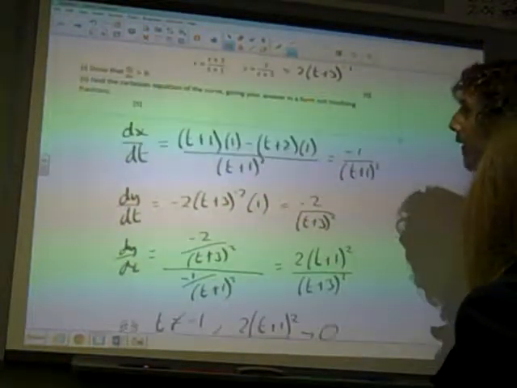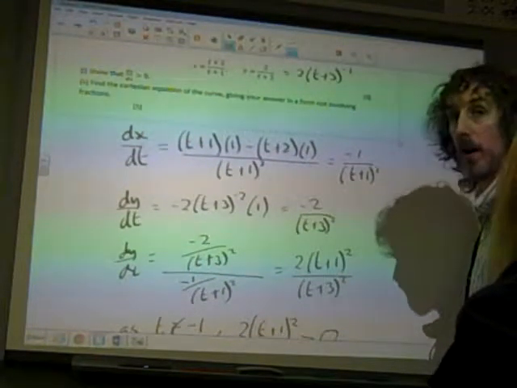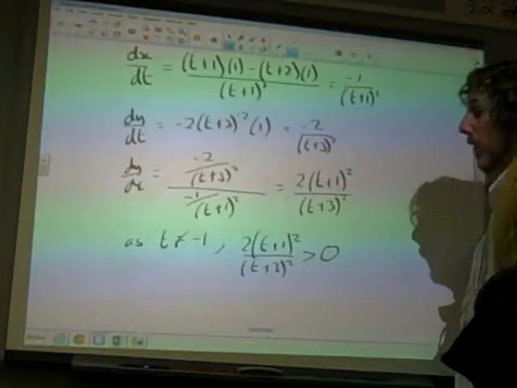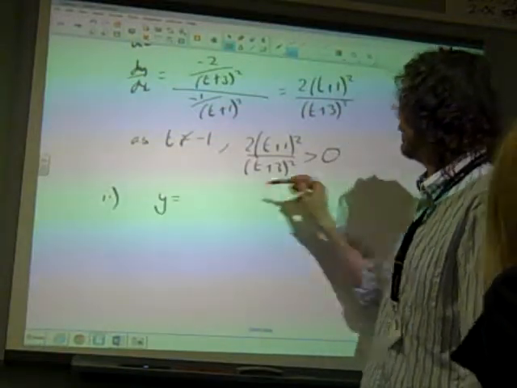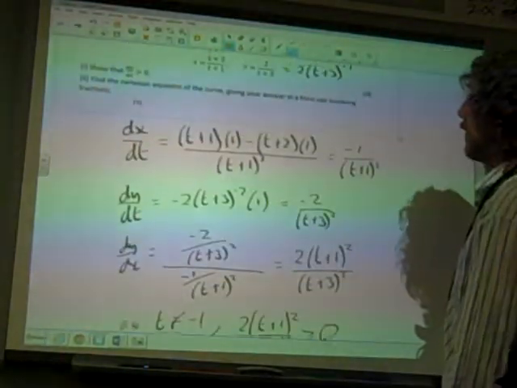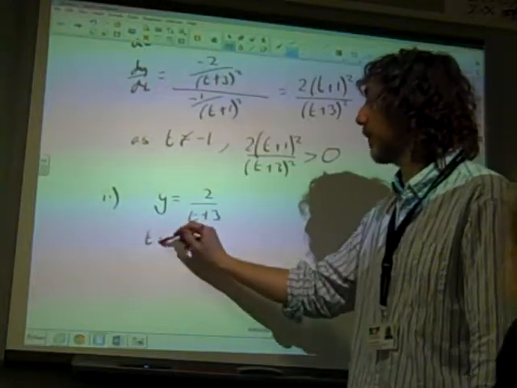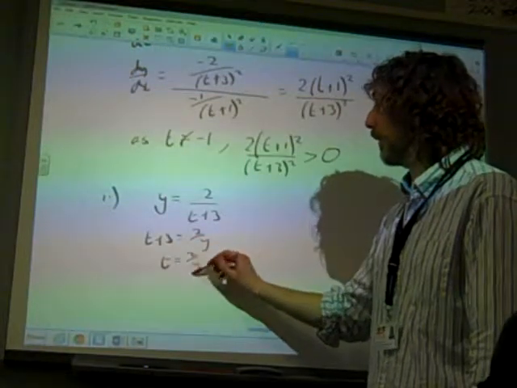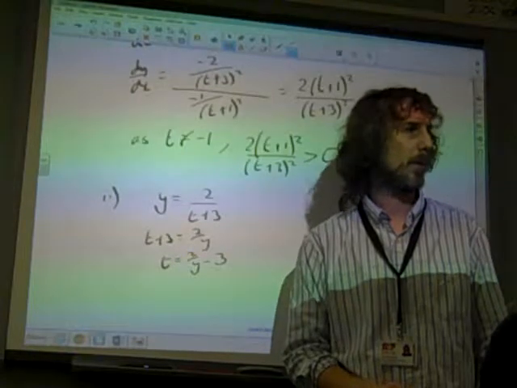Right, second part of it said, find the Cartesian equation of the curve, giving your answer in a form not involving fractions. Okay, so we've got to rearrange this. Well, part 2, we're going to start with y was 2 over t plus 3. If we rearrange that, that means t plus 3 is 2 over y. So t is 2 over y minus 3. I think that's much the easier one to start working out with, isn't it?